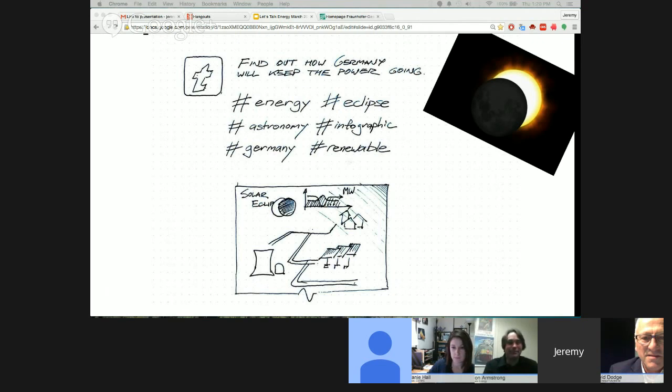So for example, with that eclipse, you could have talked about a resilient energy grid with an infographic. You know eclipses are coming. You can predict them 100 years in the future. You know solar power is out there. So draw those two things together and be ready with your tweet that says, find out how Germany will keep the power going. And hashtag all the lateral thinking concepts, not just Germany, not just energy, but things like eclipse, astronomy, Germany, renewable, and infographic, other tags that people follow. You got to bring those connections back to your message. And from that infographic, people are going to be on your site and start looking around.